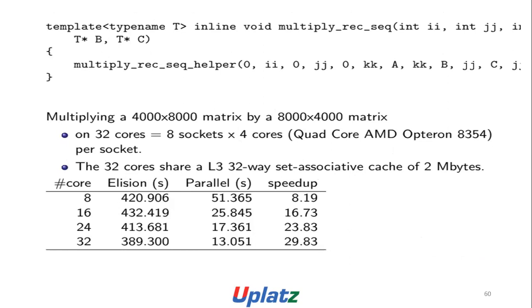on 32 cores, 8 sockets and 4 cores each, quad-core AMD Opteron 8354 per socket. The 4 cores share an L3 32-way set associative cache of 2 megabytes. Cores, serial time, parallel time, speedup: 8 cores, 420.906 serial, 51.365 parallel, 8.19 speedup. 16 cores, 432.419 serial, 25.845 parallel, 16.73 speedup. 24 cores, 413.681 serial, 17.361 parallel, 23.83 speedup. 32 cores, 389.300 seconds serial, 13.051 seconds parallel, and 29.83 speedup.